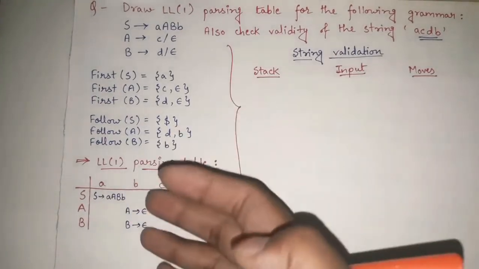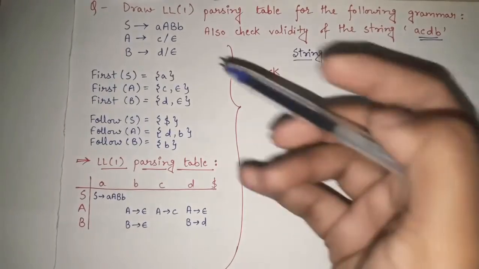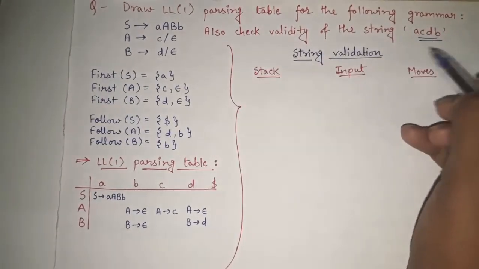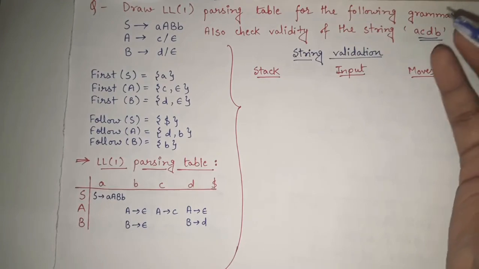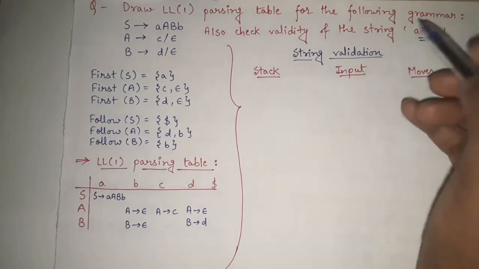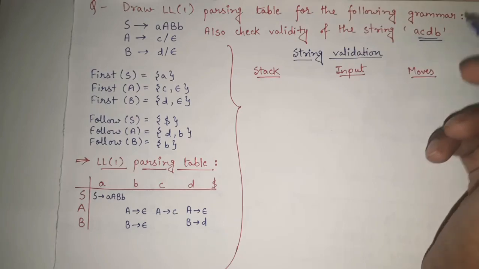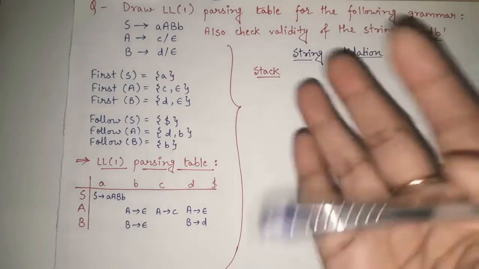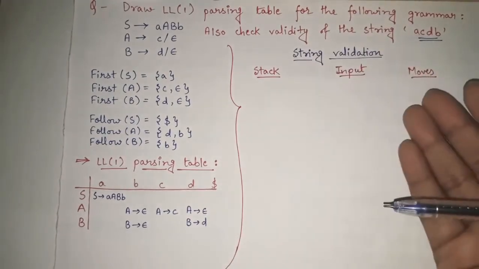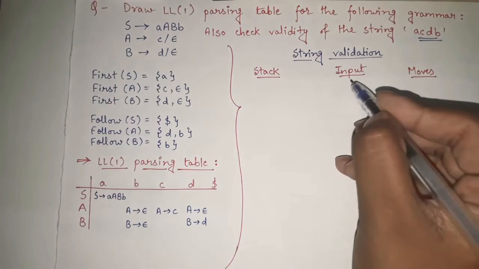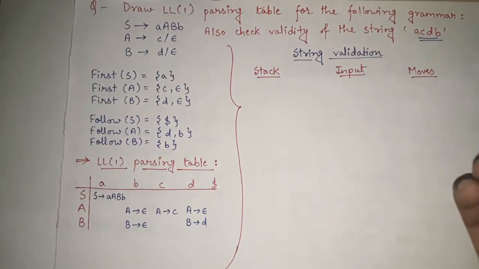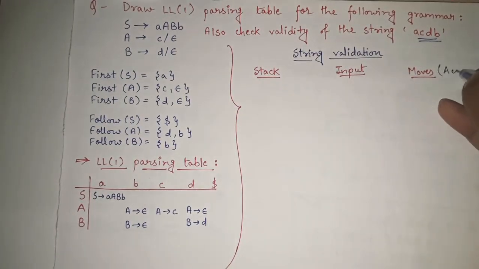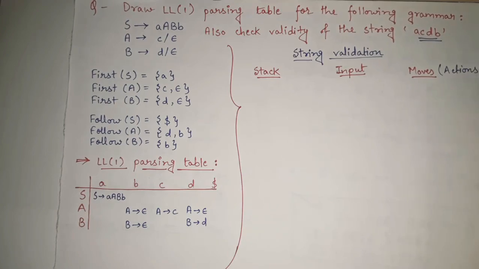Fine. Now after completing this, our main task is, based on this grammar, they have given us one string and we have to see whether this given string is a valid string or not as per this grammar. So how to do it? Again we will make one table, with 3 columns. One is for stack, one is for input, and one is for moves. Moves, or you can say actions, are the actions that we have to take after every step. Fine. So this is an important thing to understand.